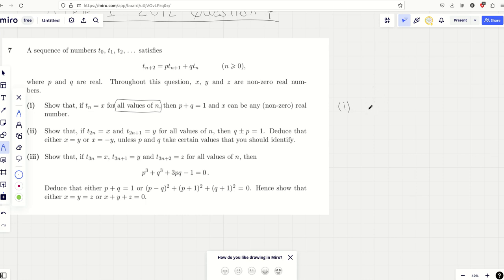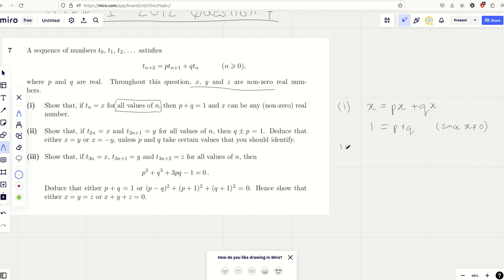Okay, so bearing that in mind, we can see that x equals px plus qx, because every single term in this sequence is x. And then it's very easy, because x is non-zero, we can safely divide by x and get 1 equals p plus q, since x doesn't equal 0. And therefore we've arrived at the result. There we go, that's part 1 done. And x can be any non-zero real number. You can see it holds for any value of x, provided x doesn't equal 0 here. Otherwise, we'd have division by 0 problems.